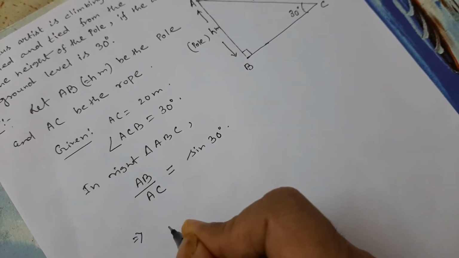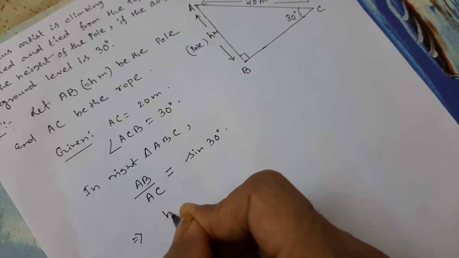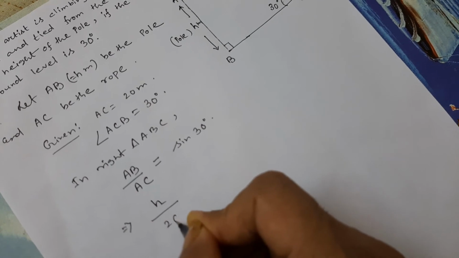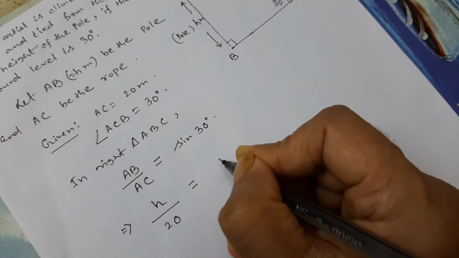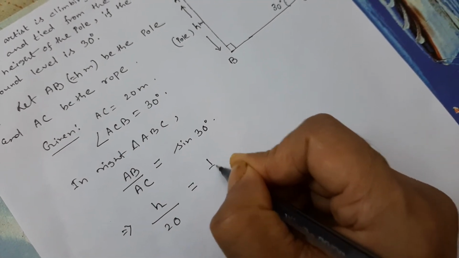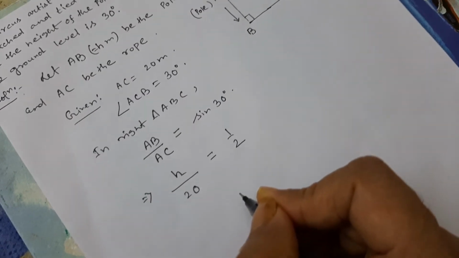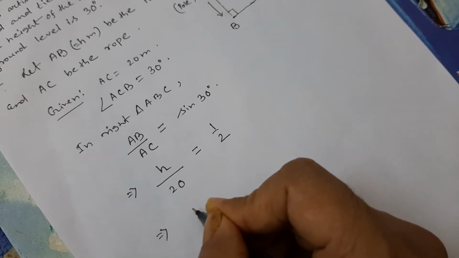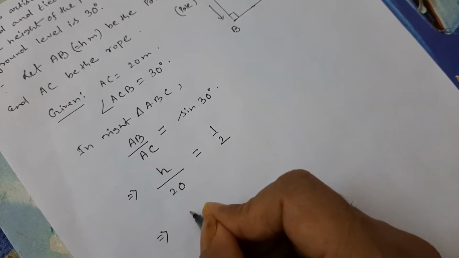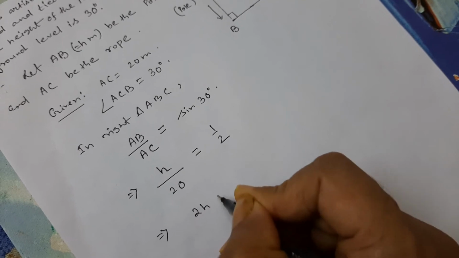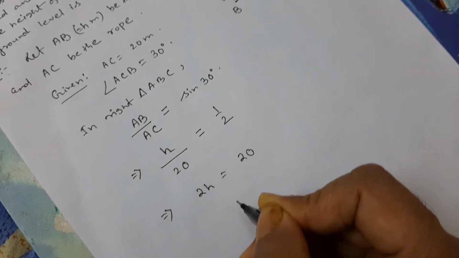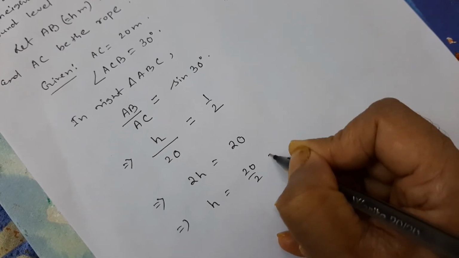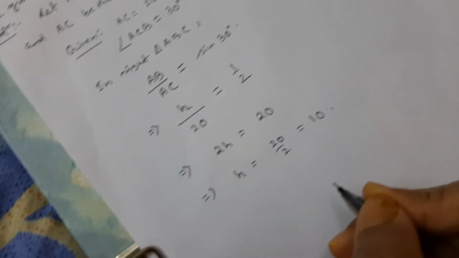So AB equal to h, we are taking h, and AC is 20, equal to sine 30, which is half. Sine 30 is half, we know. So by cross multiplication, 2h equal to 20 into 1, 20. So h is equal to 20 by 2, that is 10.